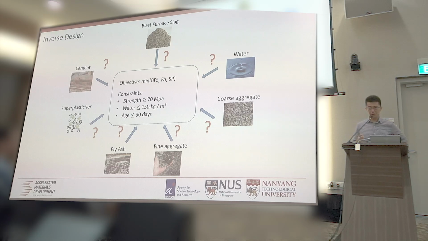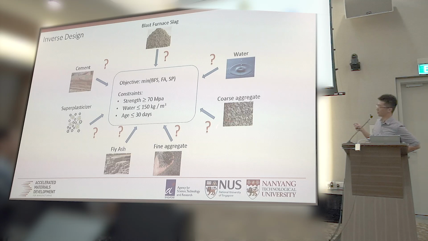But at the same time, I need to use this concrete for something. So I need its strength to be in the upper 10% of whatever I've seen, top 10%. And I don't want to put too much water, and I don't want to wait too long. So this age is smaller than or equal to 30 days. So these are a bunch of objectives and constraints. And the question is, can you tell me how do I make this, right? That satisfies these constraints and minimizes this objective.